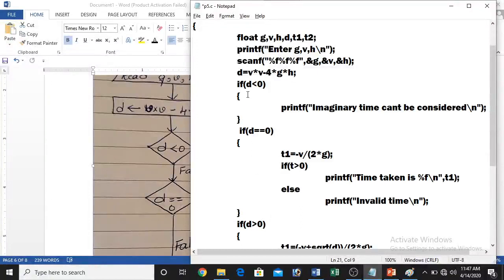But what happens is it will check all these three conditions. That means it will check D less than 0, equal to 0, greater than 0, whatever may be the content. So to avoid multiple verifications, we can go for else if ladder. Now if any one is true, it will never check the other two. If this is true, it will never check the next one, like that. Now if D is less than 0, then it is imaginary roots, it cannot be considered. So we are going to print that.